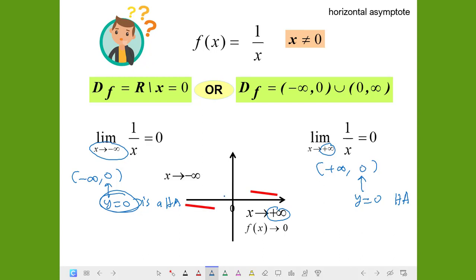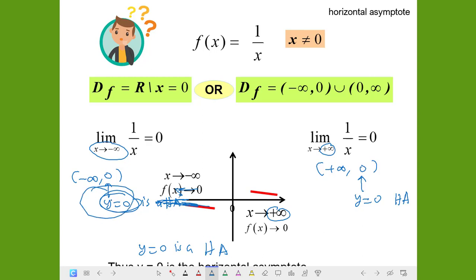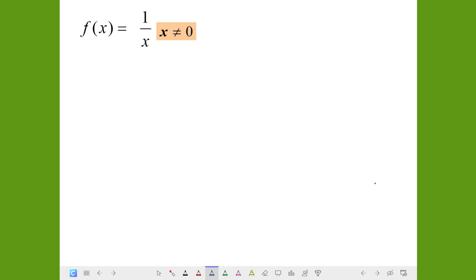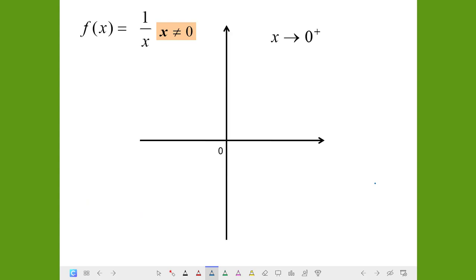When x tends to negative infinity, the graph almost touches the x-axis but never touches it, just comes very near to it. And y equals 0 is a horizontal asymptote. Same for this one also, y equals 0. So that is all for the graph of 1 over x.